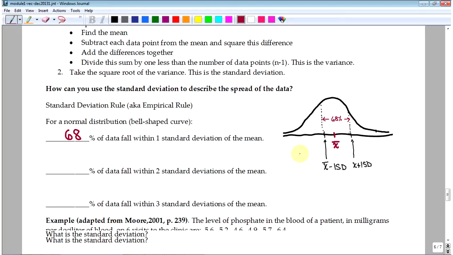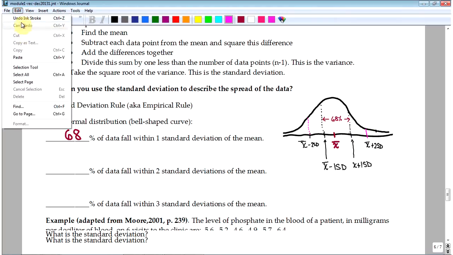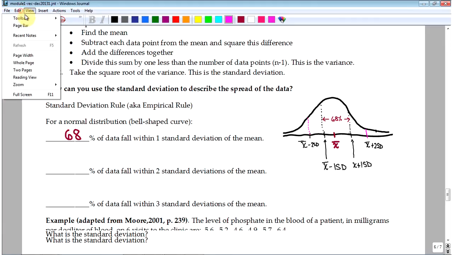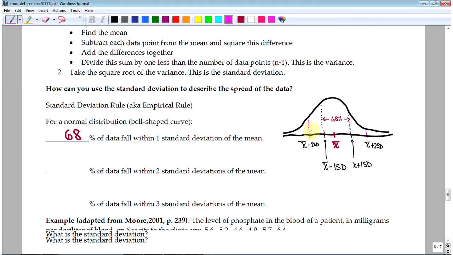Okay, well, what if we looked within 2 standard deviations of the mean? So if we had x bar, our mean, minus 2 standard deviations, and we're also going to look above, our mean plus 2 standard deviations. If we look within 2 standard deviations of the mean, we're actually going to have 95% of the data appearing there.